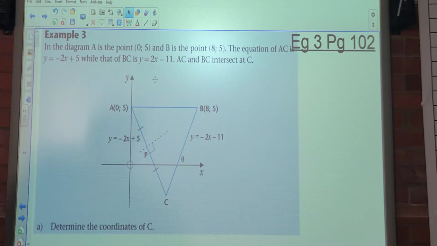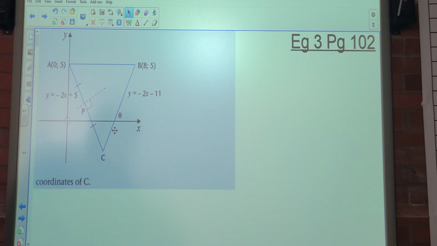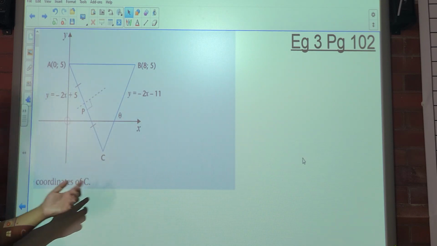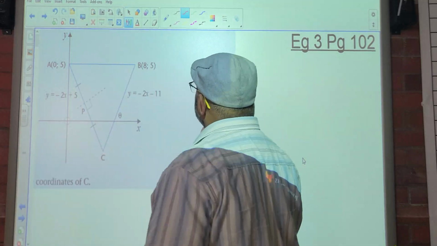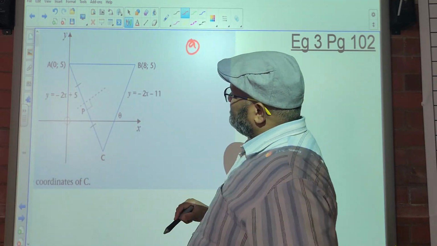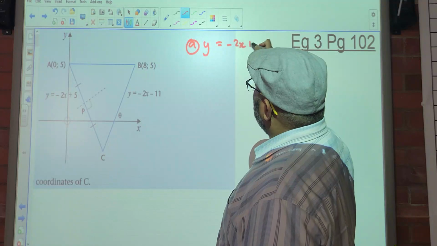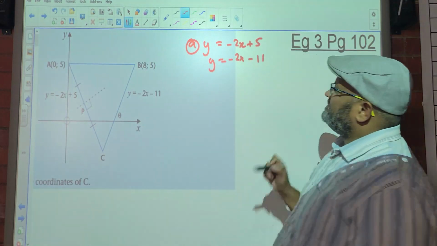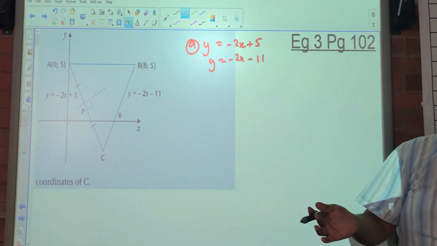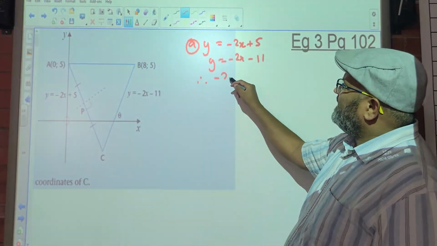First question, determine the coordinates of C. People, how do we normally work out the points of intersection? Set the two equations equal to each other, not so. Or we do what we call simultaneous equations. So the one equation is y is equal to negative 2x plus 5, and the other one is y is equal to negative 2x minus 11. So what we do is do simultaneous equations.